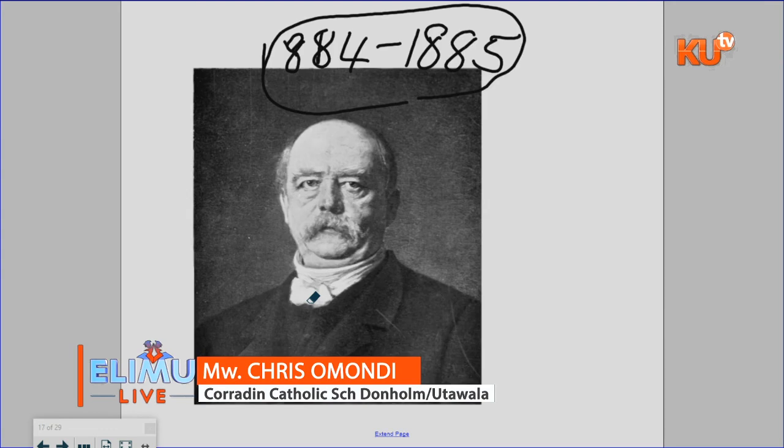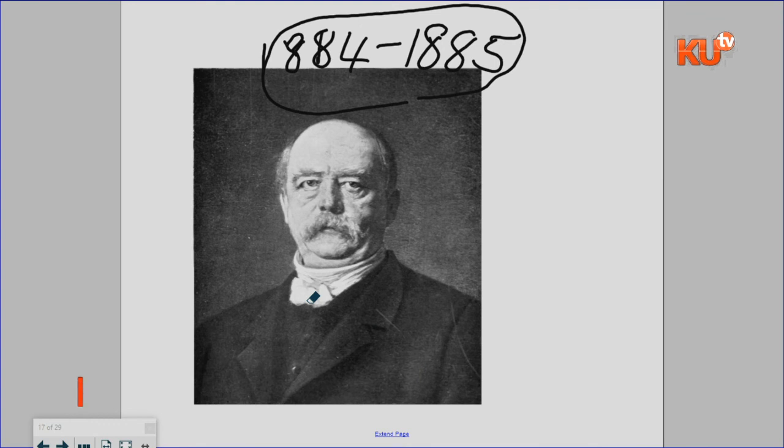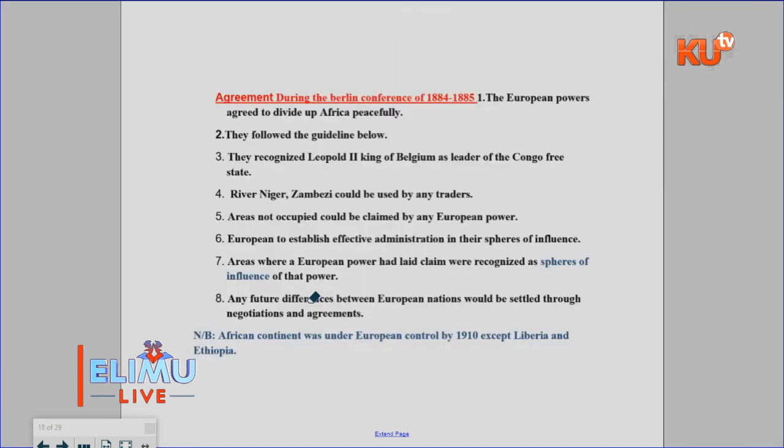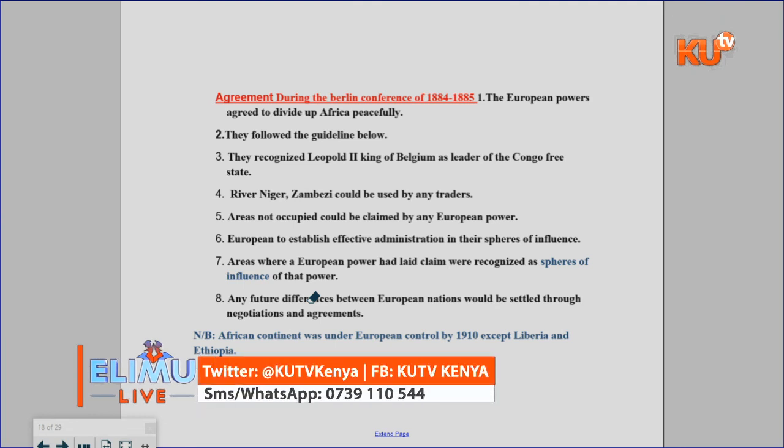Then we have the Berlin Conference, which stopped the disorderly manner of sharing colonies, the struggle for colonies in Africa. It was chaired by Otto von Bismarck in 1884 to 1885. Then the agreements: River Niger and Zambezi were allowed to be used by any traders. And King Leopold of Belgium was given Congo as a free state.